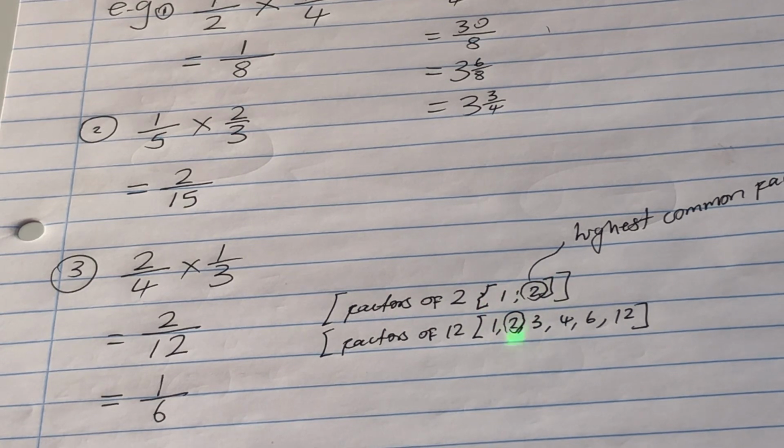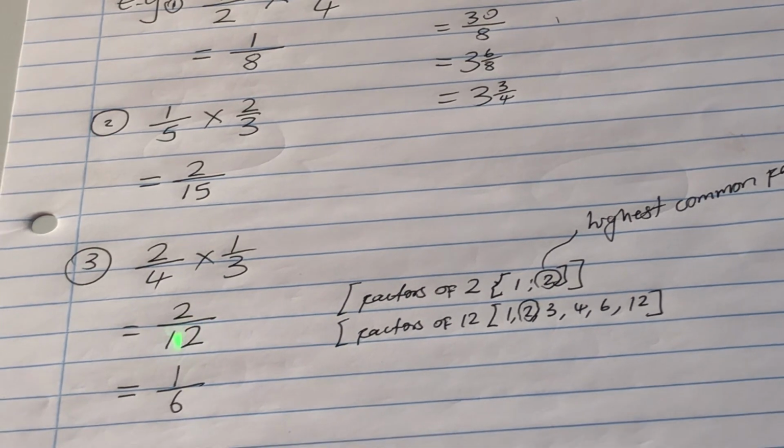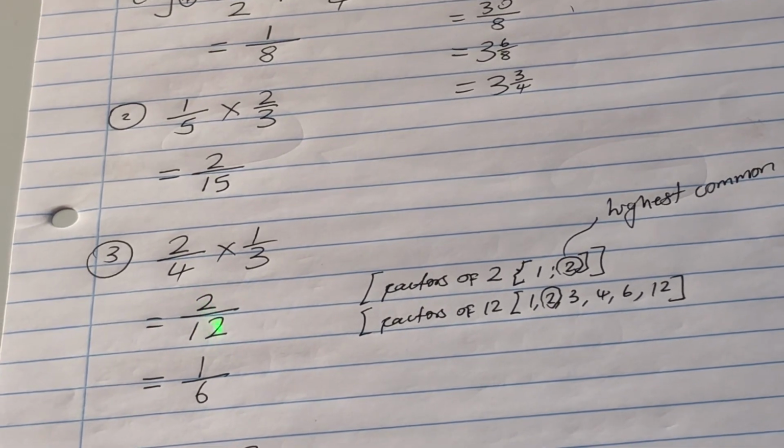So you will check the common ones. Remember, the name is highest common factor. In this case, the common factor is 2, and also 1, but the highest is 2. So we must take the highest common factor. It's the one that we'll use to simplify this further.